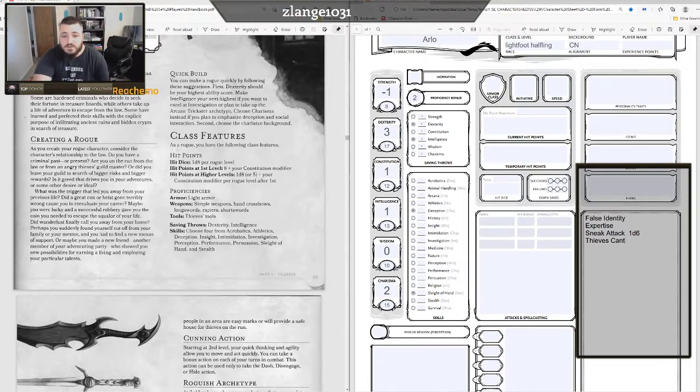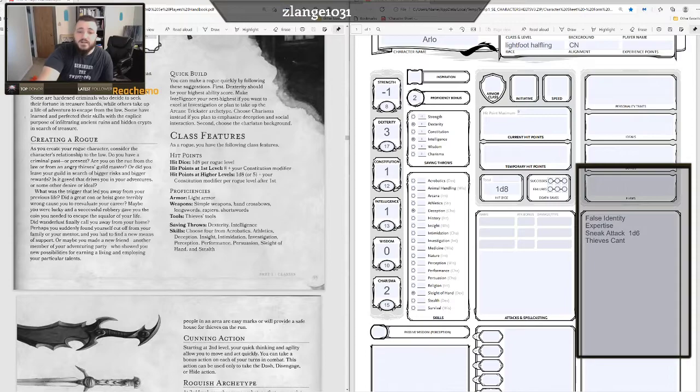Hit points. Your hit die for a rogue is 1d8. Your hit points at first level is 8, plus your constitution modifier. So 8 plus our modifier of 1. So our maximum hit points is 9. Not that great, but we are level 1, so it's kind of what's going to happen.